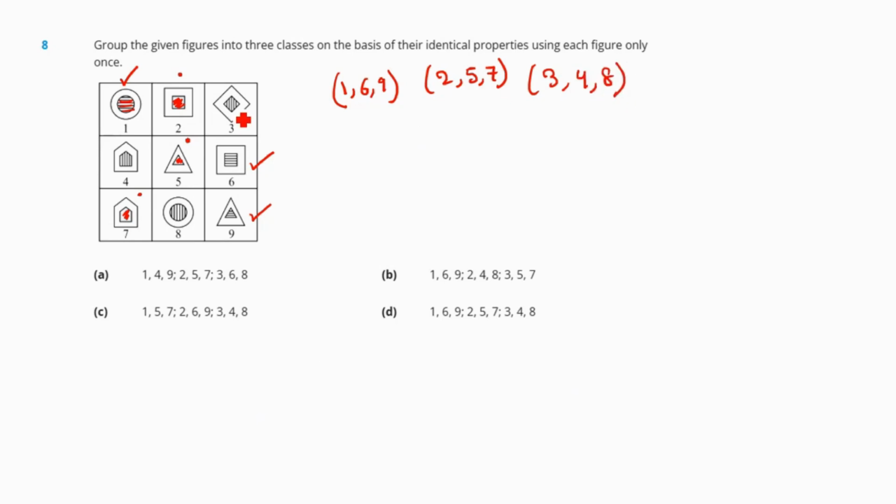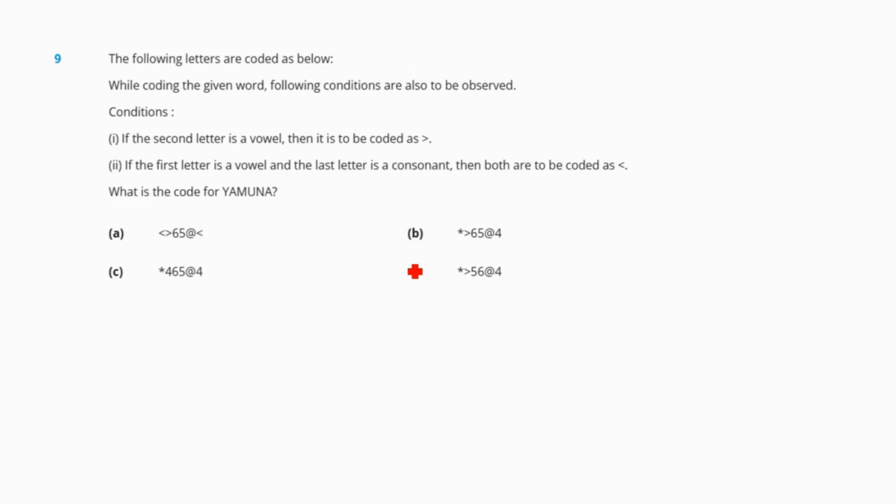So here again we can see that there is a figure inside another figure and this inside figure is having vertical lines. So 3, 4 and 8. So our correct answer should be option number D.